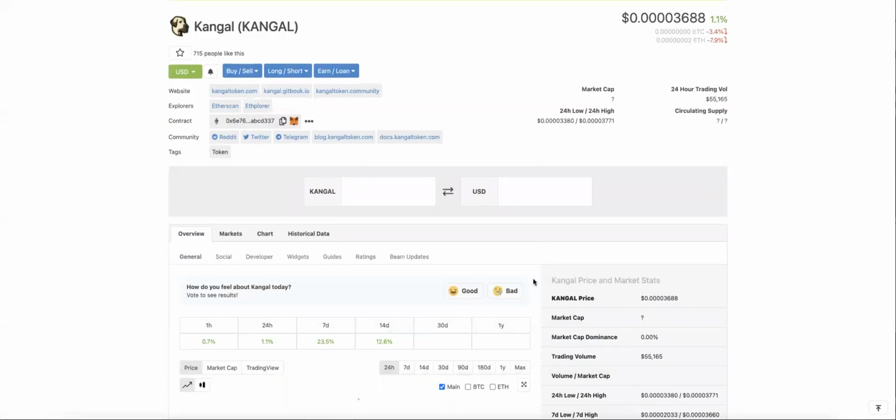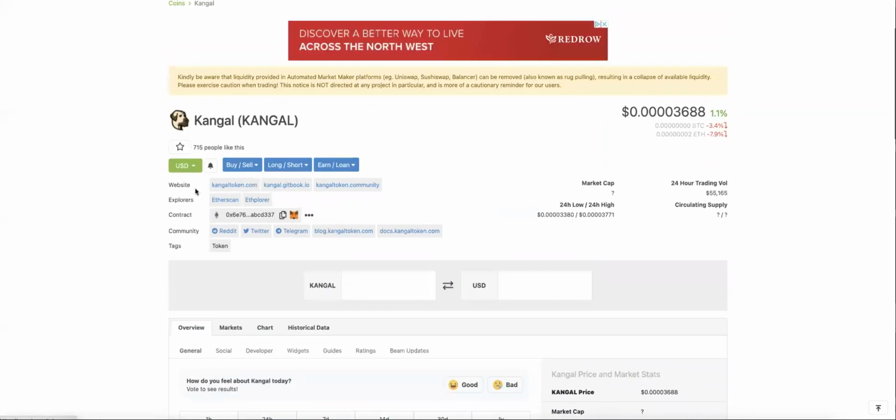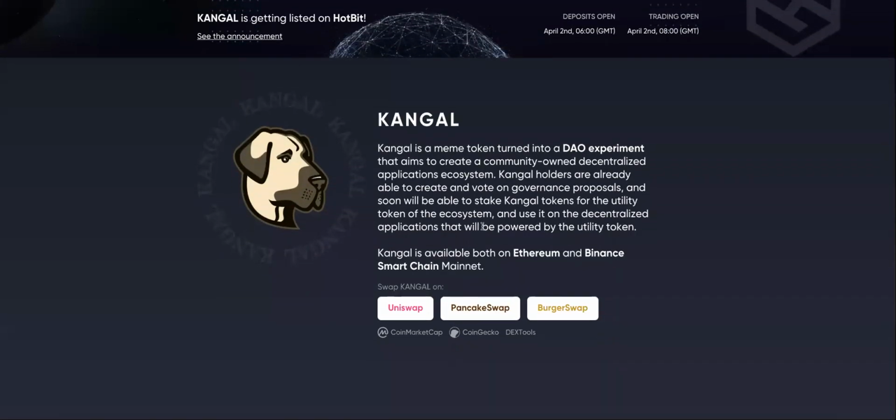Again, with Kangal, you can see the trajectory is upwards. So this coin is doing well, so there's no need to panic about it. You go and look at the fundamentals. You read about it. Look, it's quite a serious project. Well, I think it is anyway.